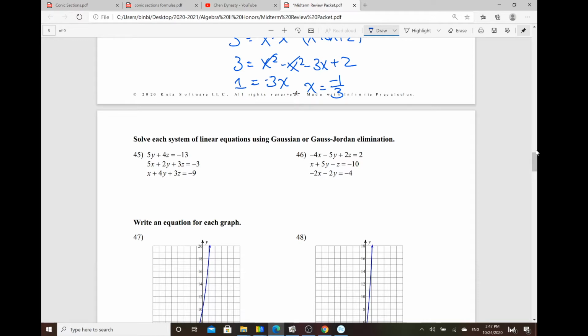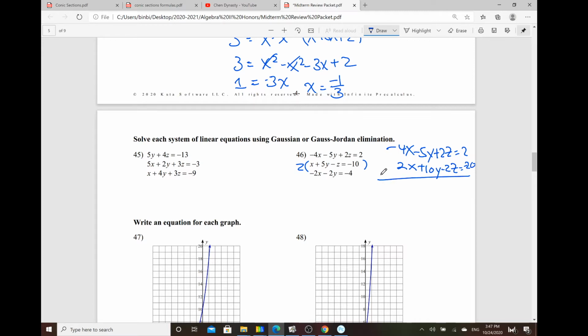So what we can do is eliminate z first. For the second equation here, we can just multiply that by 2. For the first one, let's just line up with the second one. So negative 4x minus 5y plus 2z equals 2. And then the second one, we do have 2x plus 10y minus 2z, which equals negative 20. And then right here, we just want to combine them.